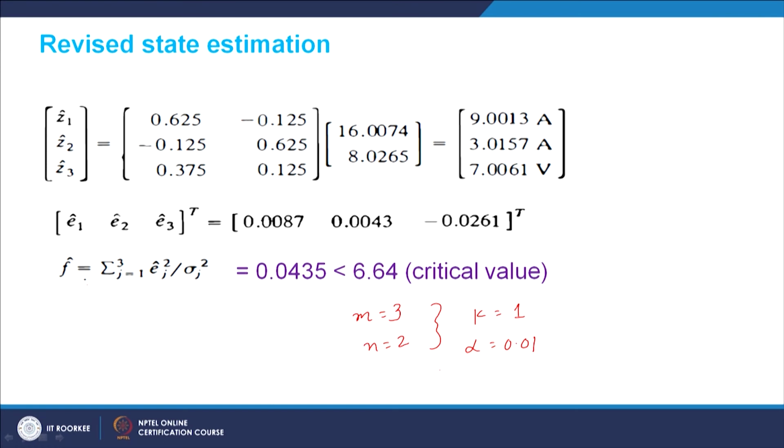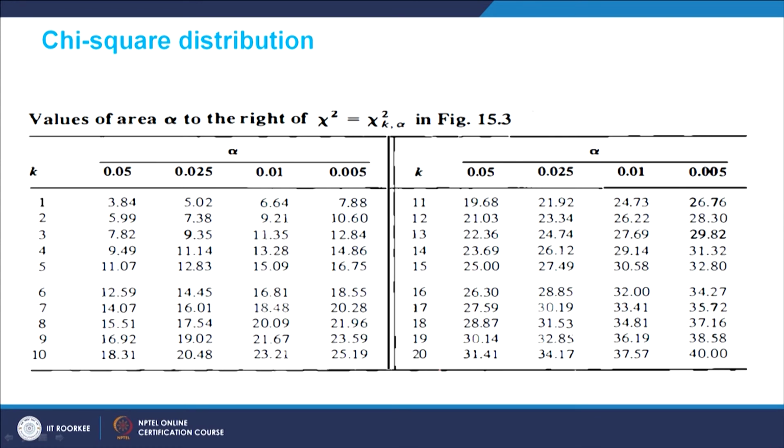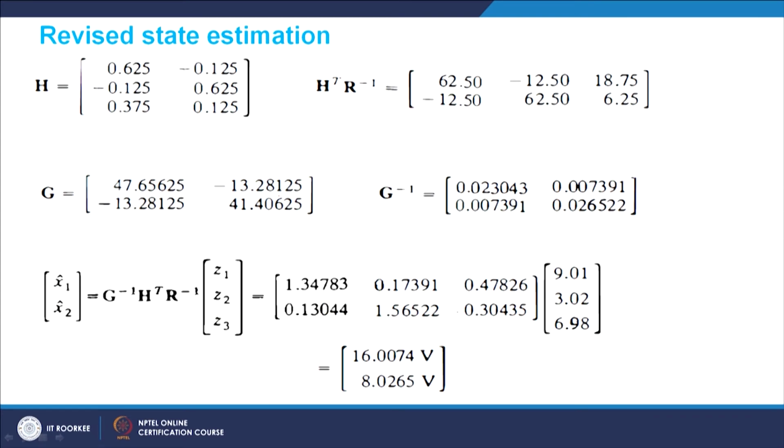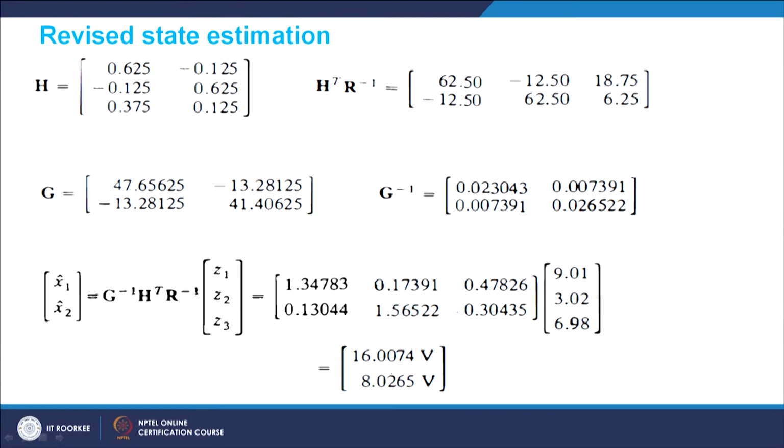So, if I look at this graph, for k equal to 1 and alpha equal to 0.01, this threshold value is 6.64. Because this threshold value is 6.64 and this is less than it, there is now no bad data. Therefore, these estimated values are reasonably close. Please note that when we did our estimation with 4 measurements and said that there is no error, these estimated values were quite close to 16 and 8. Their true values are 16 and 8.